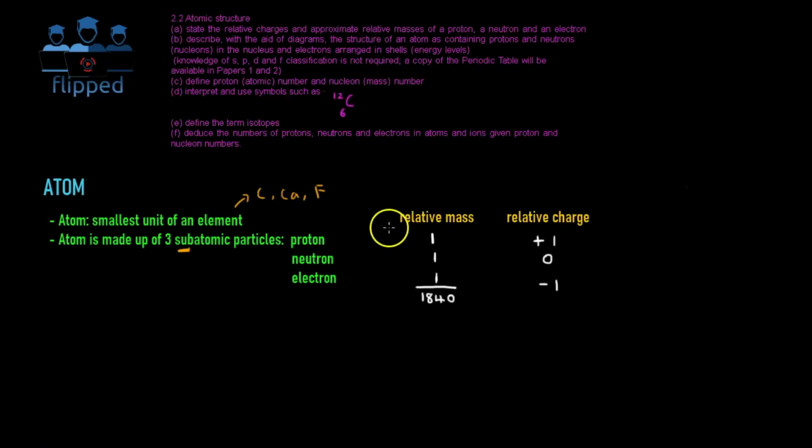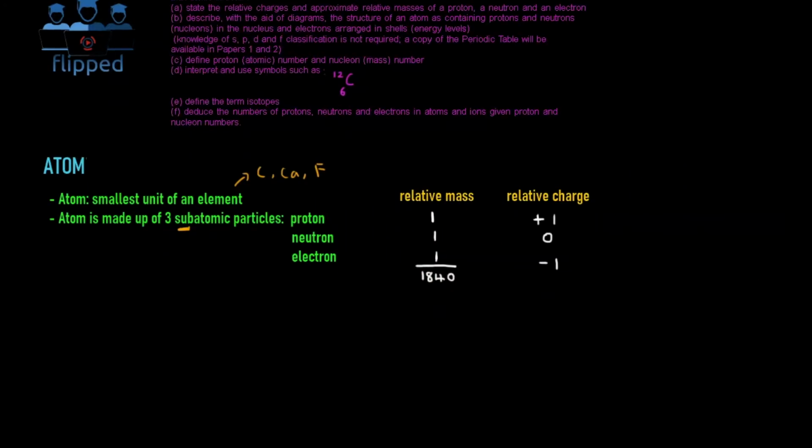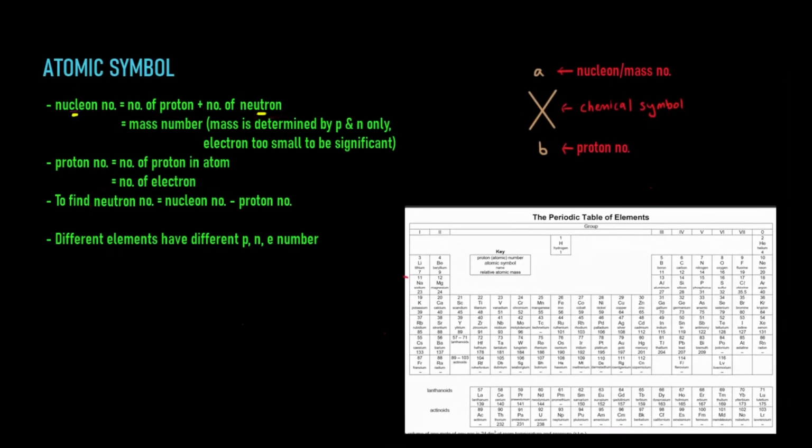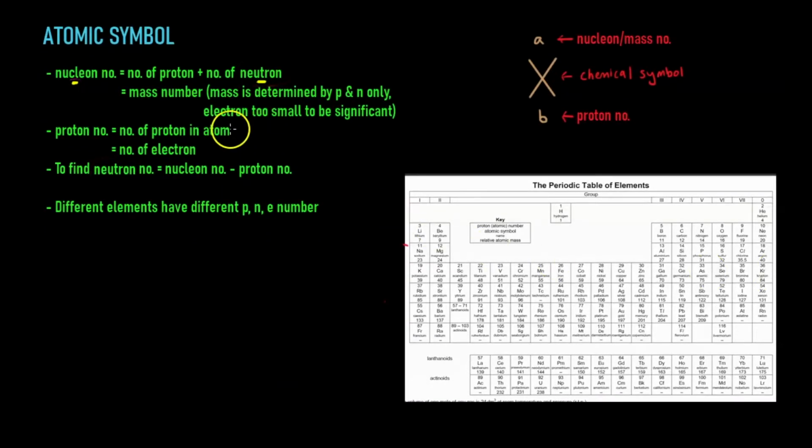Okay, you can see that proton and neutron has a mass of 1 each, whereas electron has a 0.00 something. So it's really redundant to count electrons in because they are so small. So we really only take proton and neutron into calculation for the mass. Okay, and hence we are here.